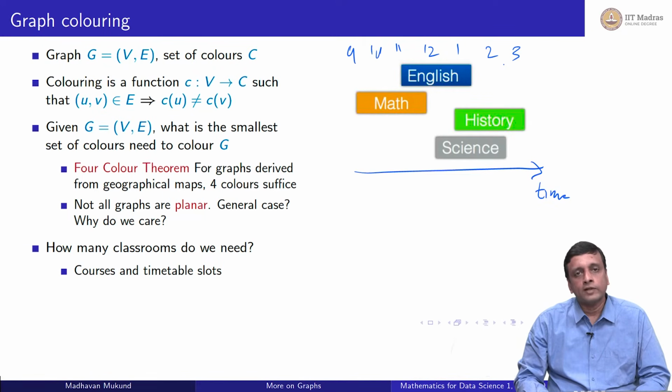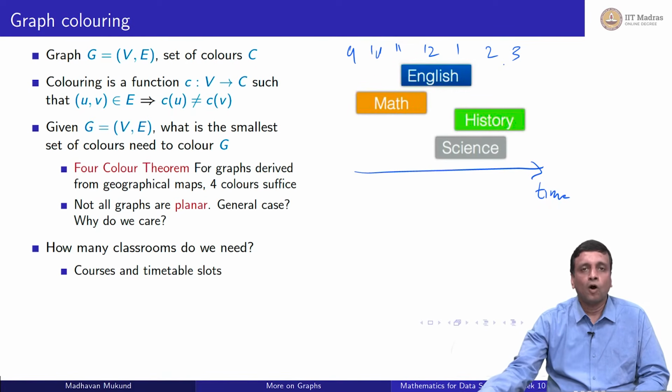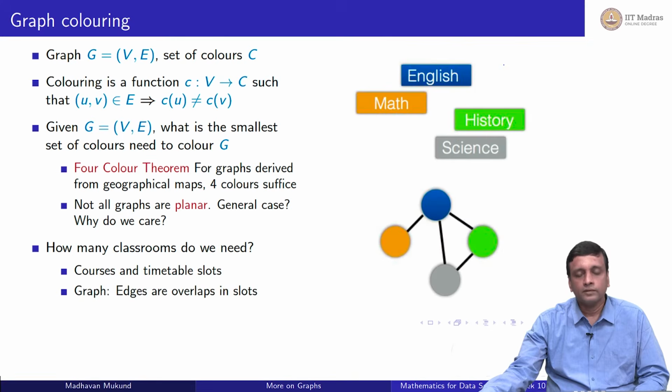So the question is, what is the minimum number of classrooms I need in order to run all these classes without having any scheduling conflicts? Now, like before, we could assign a separate classroom. We can have a separate English classroom, a separate maths classroom, a separate history classroom, a separate science classroom, and the problem is solved. But we want to optimize. We don't want to necessarily allocate a separate classroom for every course.